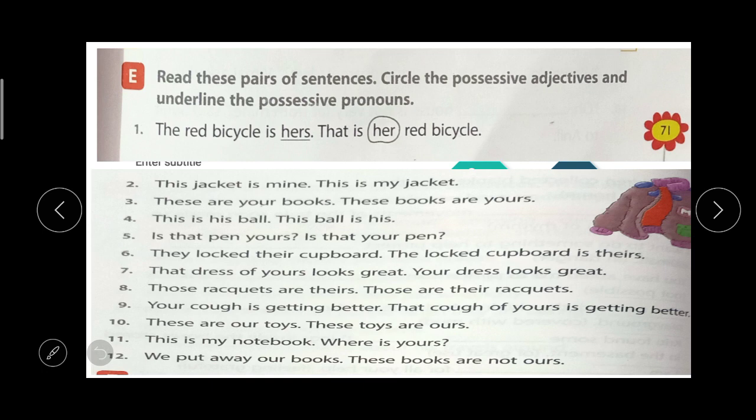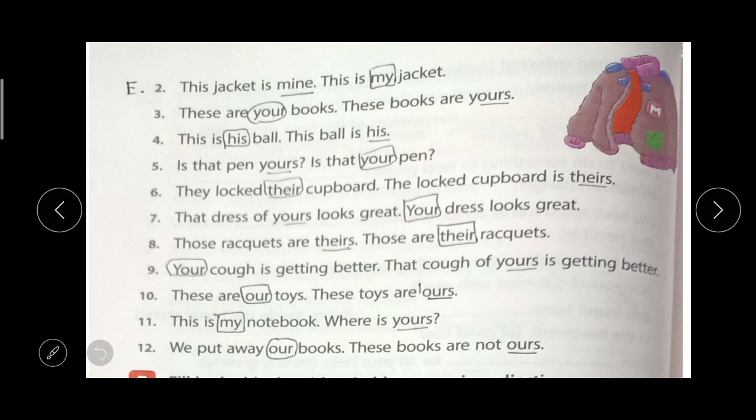Then exercise number E. So here two pairs of sentences are given, and we have to circle the possessive adjectives and underline the possessive pronouns. So let me show you the answers. In number 1, the possessive adjective is her and the pronoun is hers. In number 2, the possessive adjective is my and the pronoun is mine. In number 3, the possessive adjective is your and the pronoun is yours. In number 4, the possessive adjective is his and the pronoun is his.